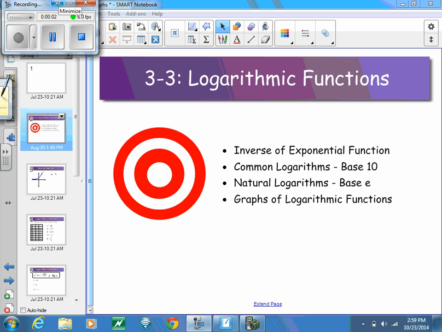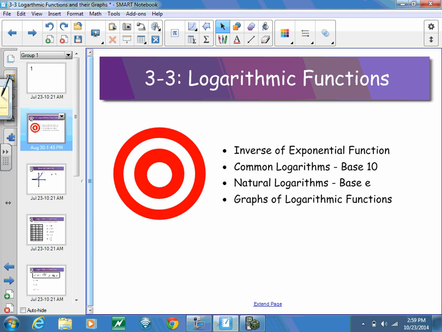All right, 3-3, we're going to be starting to look at some logarithmic functions and logarithms. To get there, we're going to take what we did in 3-2, which was looking at exponential functions. How do we create a logarithmic function from an exponential function? Then we will take a look at common and natural logarithms. And then we're going to finish off by looking at the graphs of the logarithmic functions.